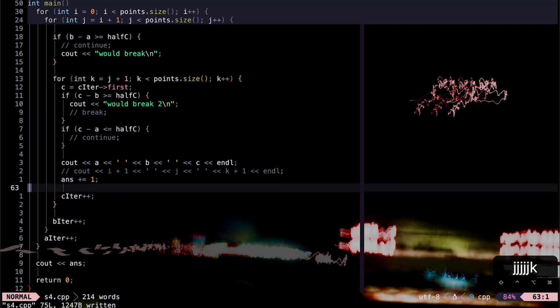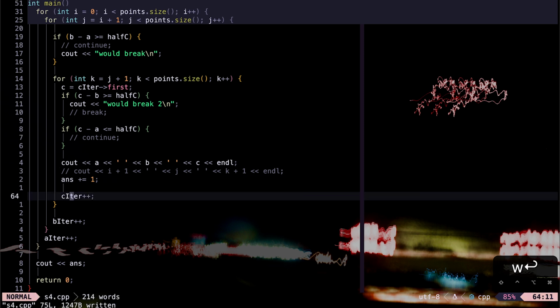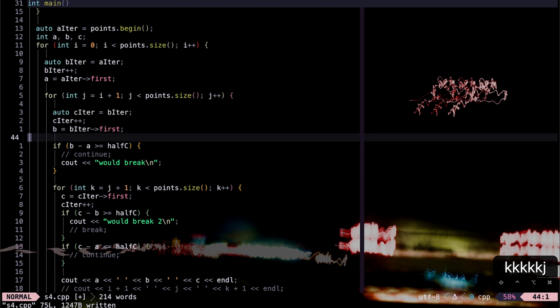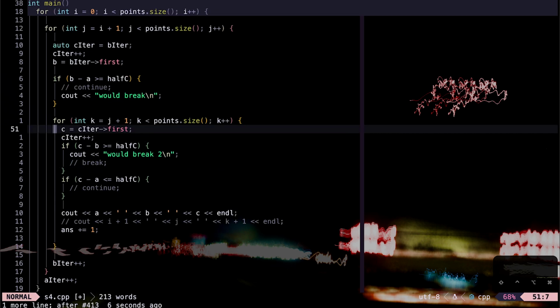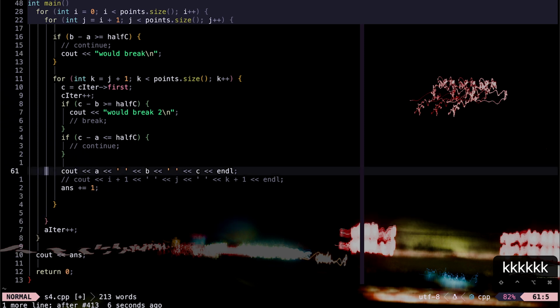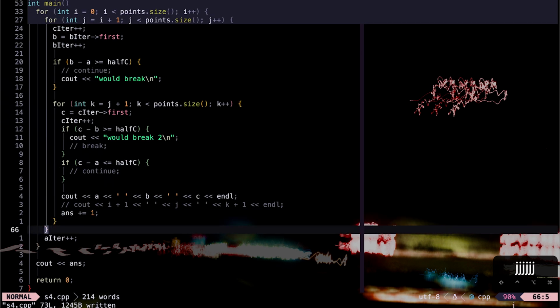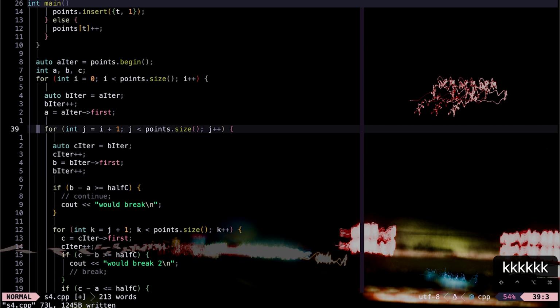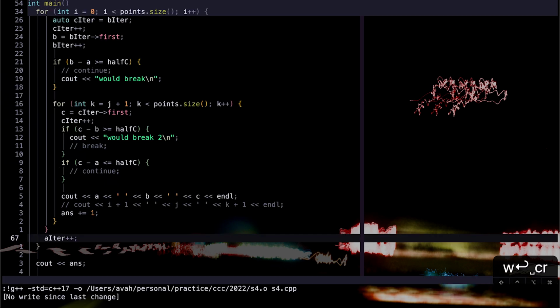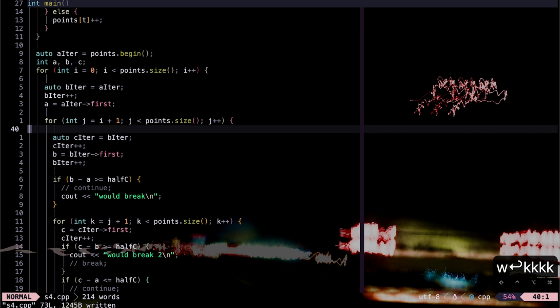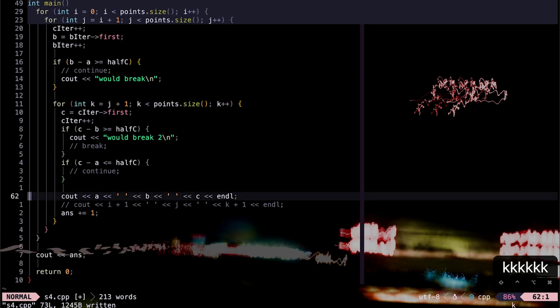Oh, we have to do this either way. I guess we shouldn't advance it at the end. Okay, so B equals, so as soon as you get it, just advance it, I guess. Where do we get the A? Get the A here.